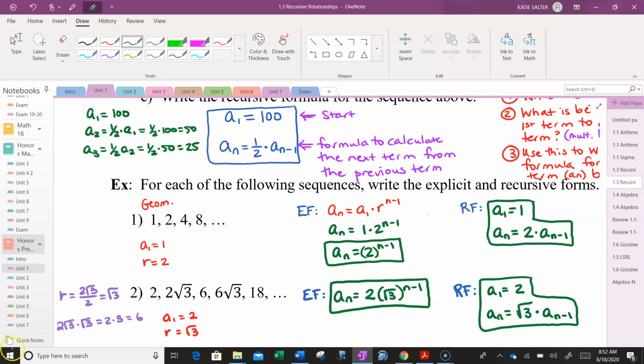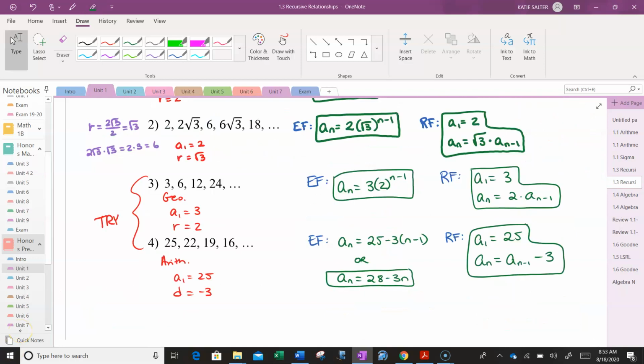Pause now. So the third problem is also geometric. The first term is 3, and the common ratio is 2. So just going back to what we learned a few days ago, a sub n equals 3 times 2 raised to the n minus 1. The recursive formula would be that the first term is 3, and then a sub n would be 2 times a sub n minus 1. And again, that's just saying to get the next term, multiply 2 by the previous term.